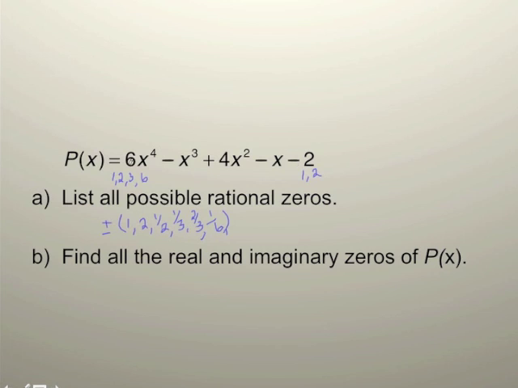We start trying these. Try 1: 6, -1, 4, -1, -2. Bring down the 6, 1 times 6 is 6. Adding is 5, 5 times 1 is 5, adding is 9. 1 times 9 is 9, adding is 8. And 8, that's not going to work. So we have to keep trying the various things.